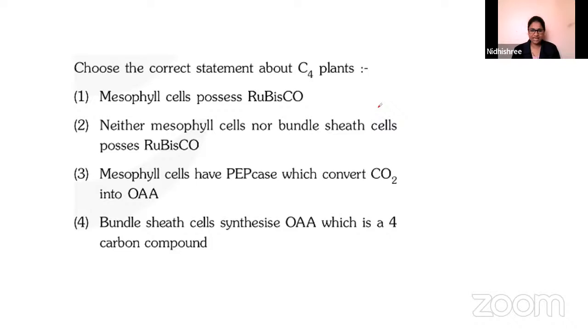Chandru voted for option A. Deepthi voted for option B. Dhamini, option C. Duty, option A. So let us check the answer. The right answer here is option C.